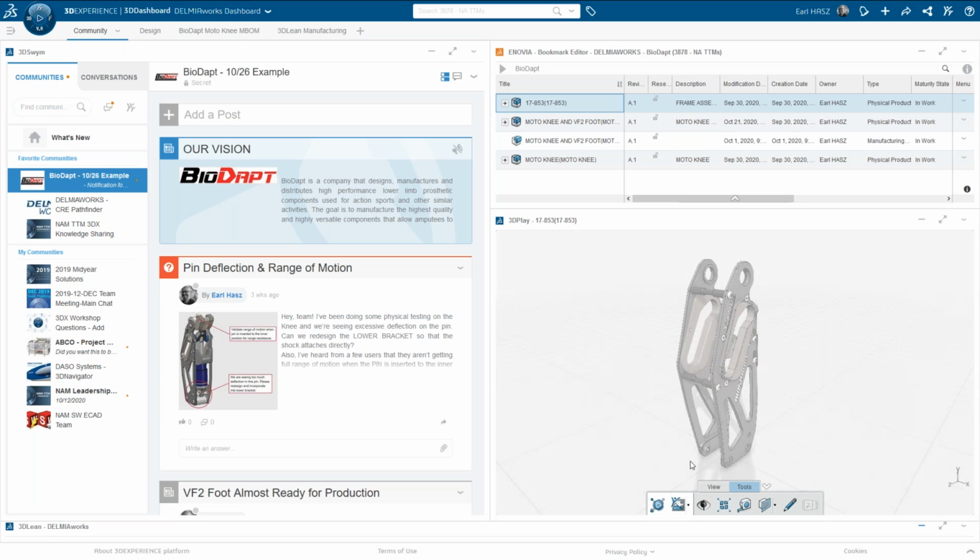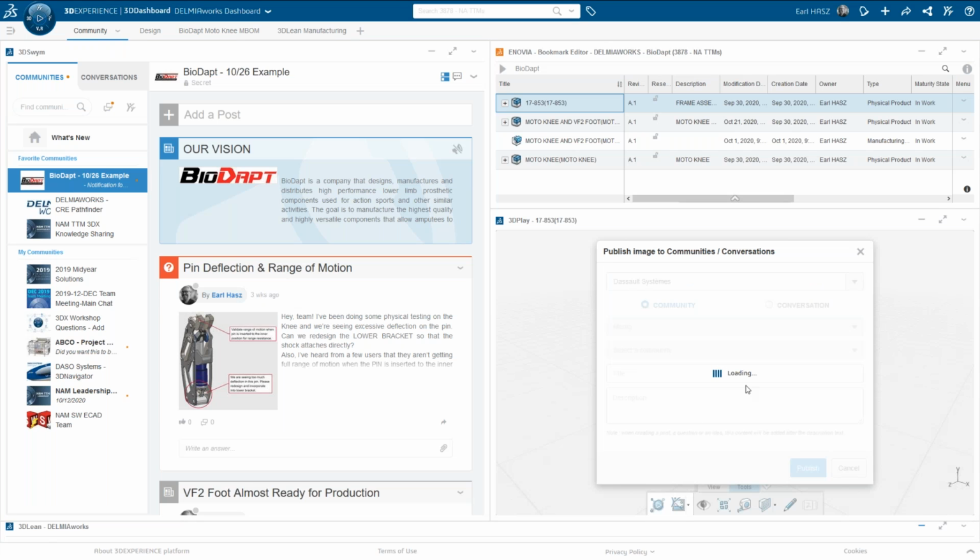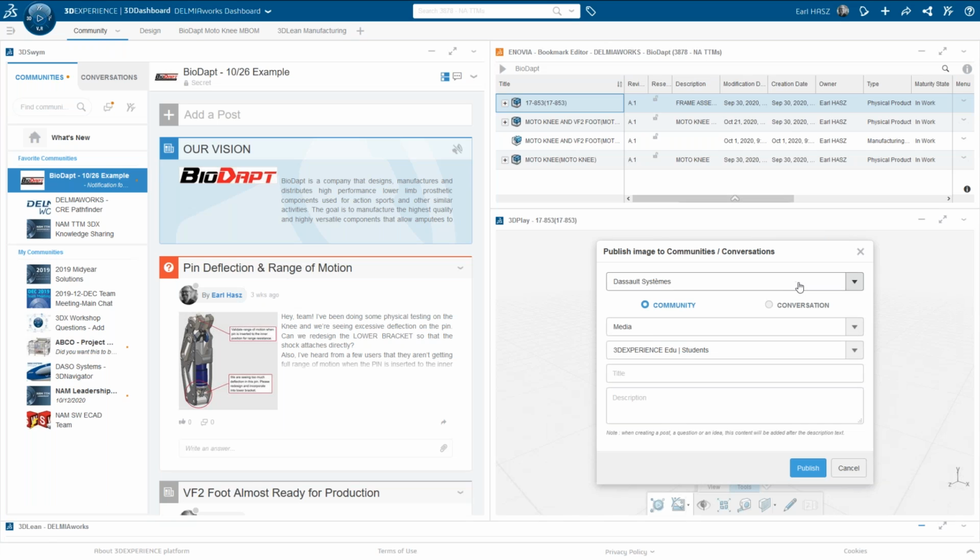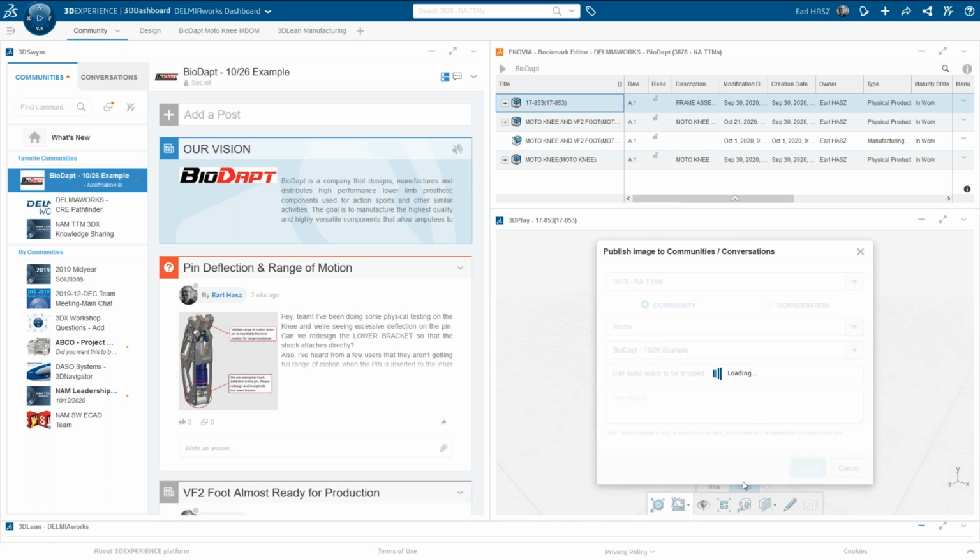And if I care to share content or information with my colleagues, I can do so by simply publishing through the tools that we have at hand. So let's go with CAV. Looks ready to be shipped. So I can go ahead and publish that.